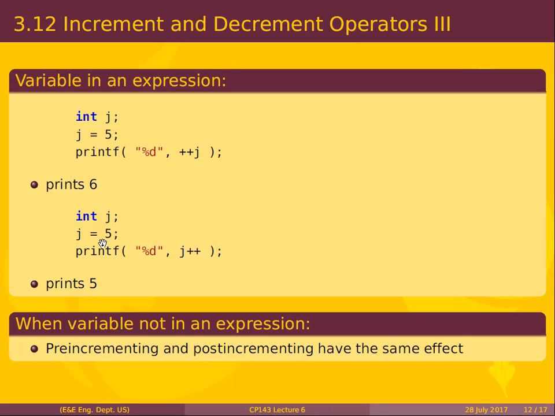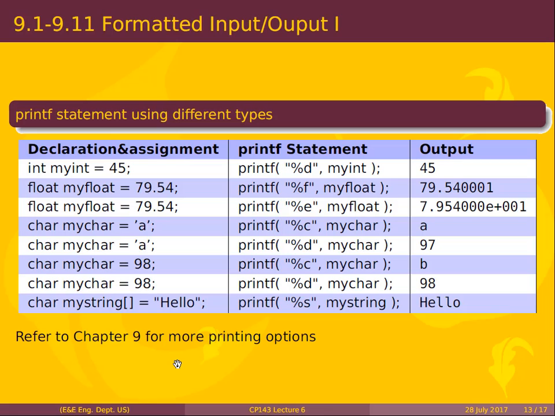Okay, here is an example. If we declare a variable called j and assign j equal to 5, and we printf j but we pre-increment it with ++, it will first increment its value and then print it out. If we add these plus signs at the back of it, post-increment, then it'll first use its value in the printf statement, and after that, it'll increment it. So it's going to print out 5. And if it's not used in an expression, then post- and pre-incrementing have the exact same effect.